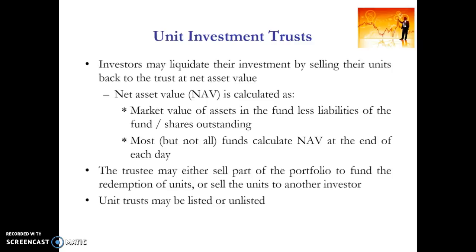Now, unit trusts can be either listed or unlisted. Both types exist. And the trustee may either sell part of the portfolio to fund redemption of units when an investor does decide to redeem, or they may wish to on-sell those units to another investor, thereby keeping the same amount invested in the portfolio.